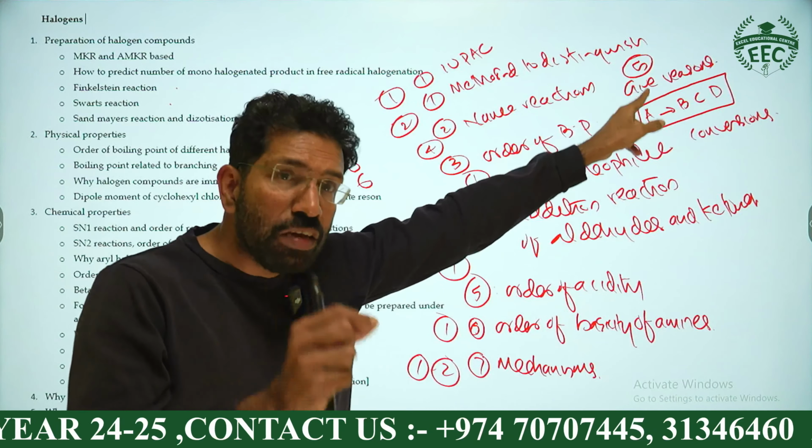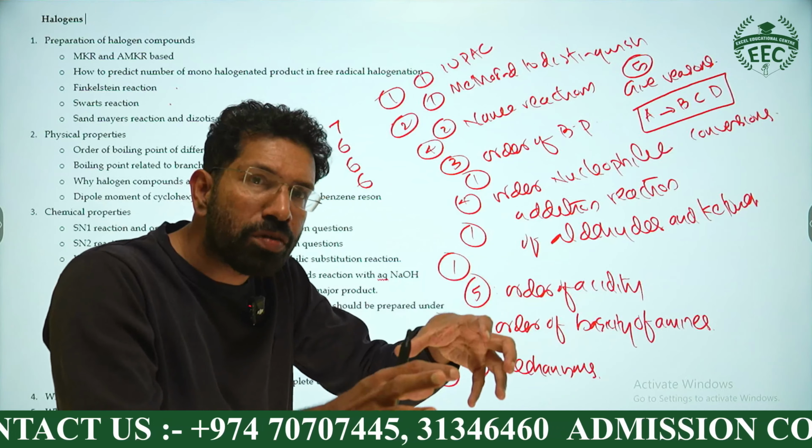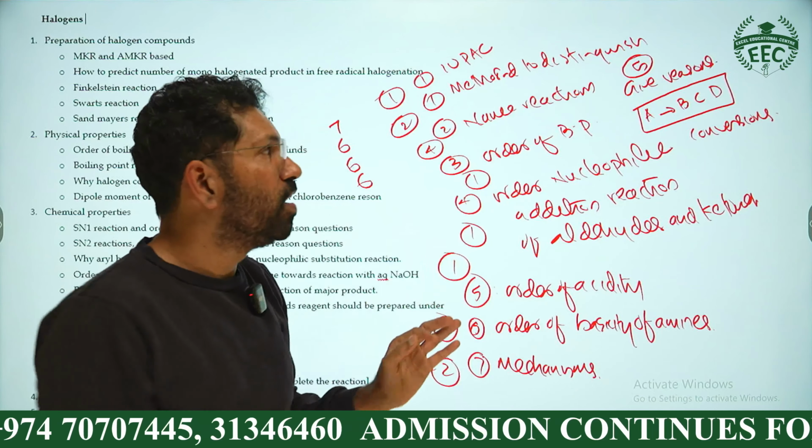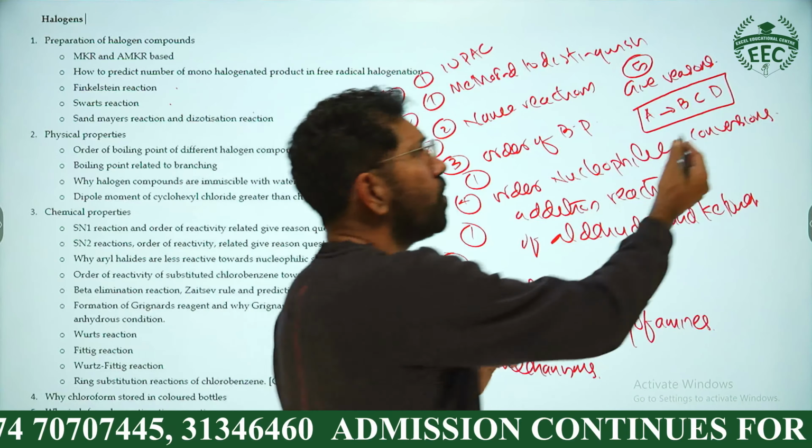Nowadays give reasons exactly will not come like that. Give reason based concepts will come for assertion, reason and everything. So you can expect 5 marks from give reason. Identifying ABCD questions, you can expect 5 marks from ABCD type questions. And conversions you can expect 3 marks. So these are the weightage normally in organic chemistry.